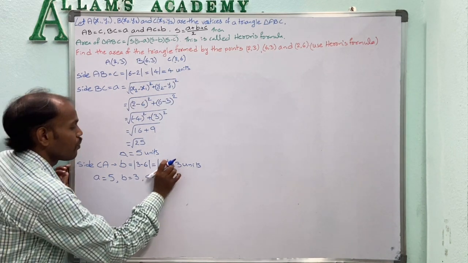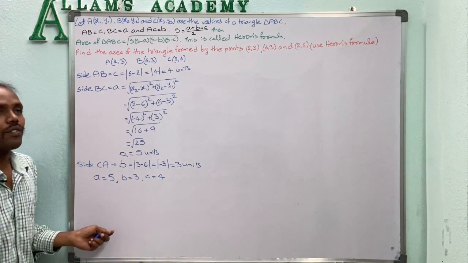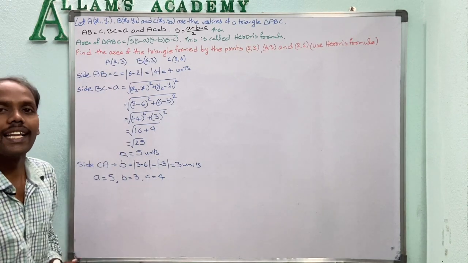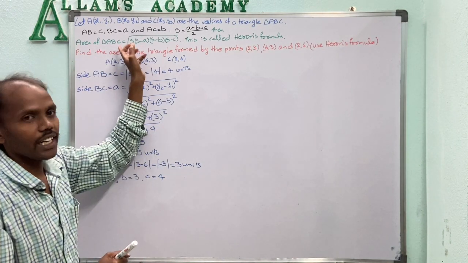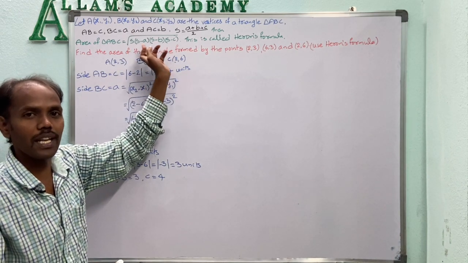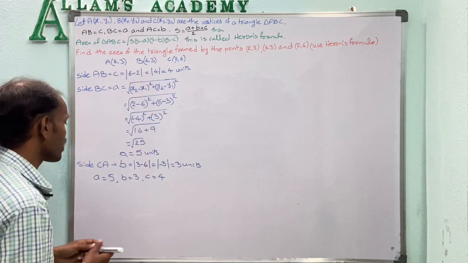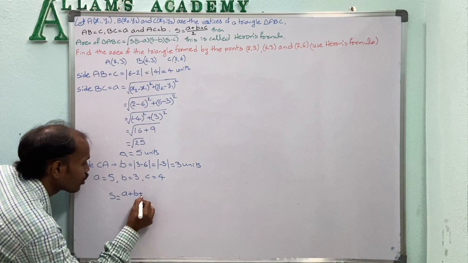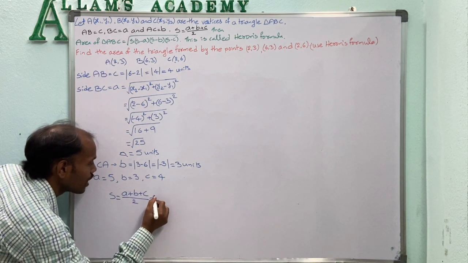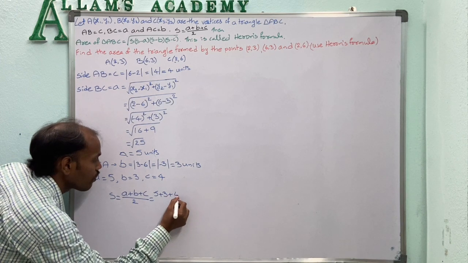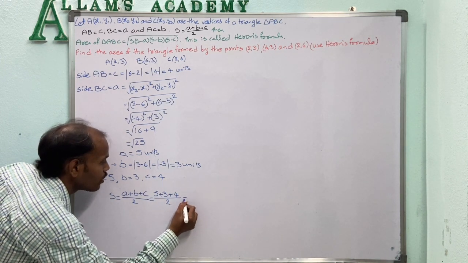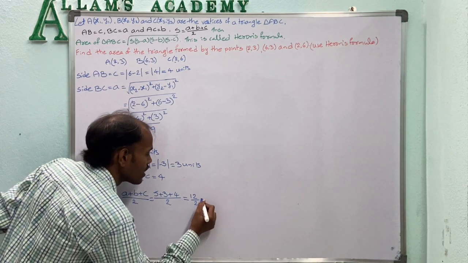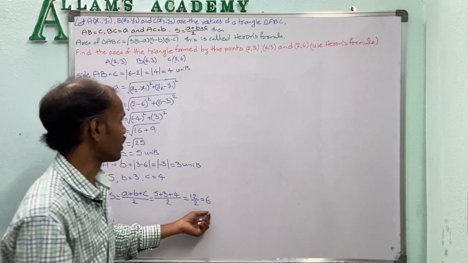Now by using Heron's formula we have to find the area of the triangle. That area is equal to the square root of s into (s minus a) into (s minus b) into (s minus c). So first we have to find s. So s is nothing but (a plus b plus c) by 2, where a equals 5, b equals 3, c equals 4. So (5 plus 3 plus 4) by 2, that is 5 plus 3 equals 8, 8 plus 4 equals 12, 12 by 2 is equal to 6. So the s value is 6.